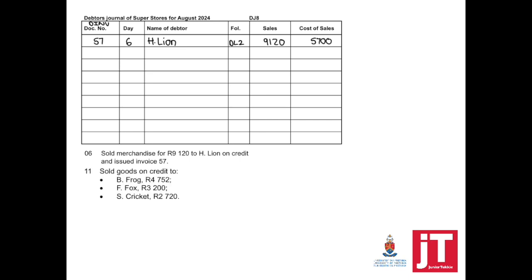On day 11, sold goods on credit to B. Frog, F. Fox and S. Cricket. So this must all be shown separately, and they provided you with the selling price, which means every time you need to calculate the cost using the selling price times 100 divided by 160.